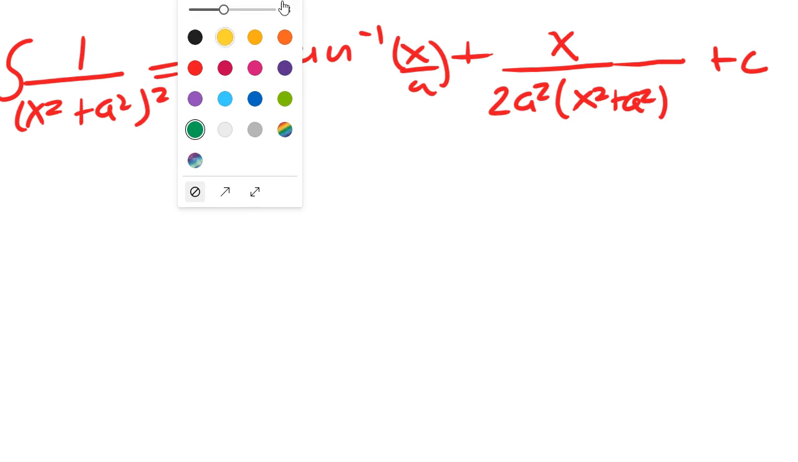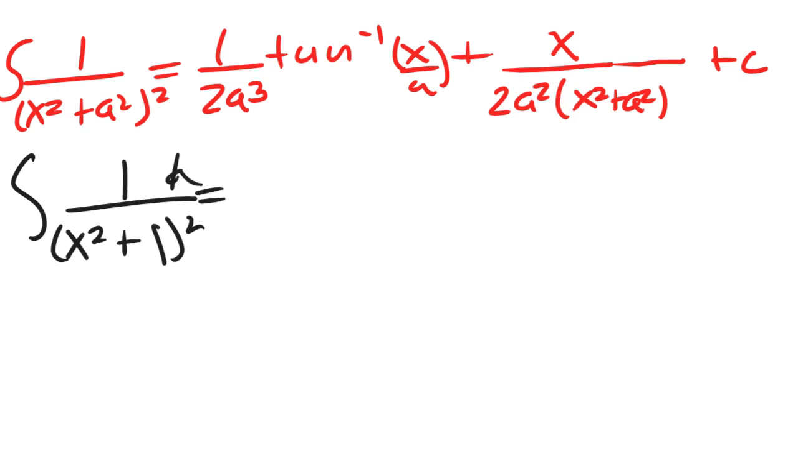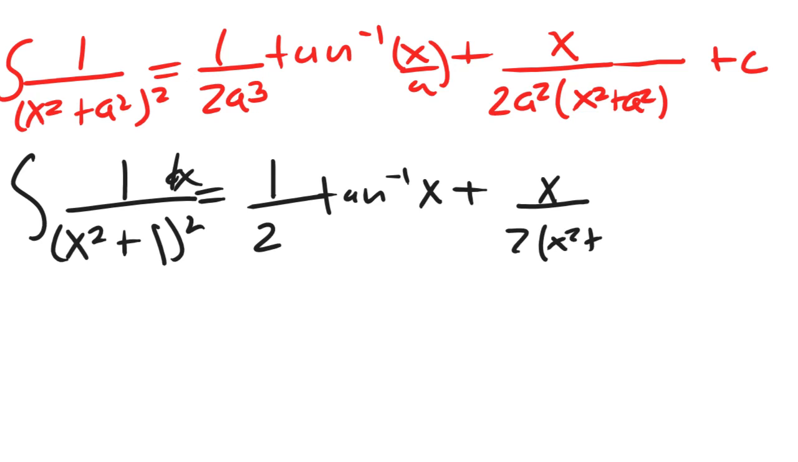We're going to go ahead and say, well, okay, the integral of 1 over x squared plus a squared, not a squared, but 1 squared, dx, is equal to, accordingly, and we'll put a dx there, that way you can't say that I didn't integrate properly. So that's going to be 1 over 2 arctangent inverse of x plus x over 2 times x squared plus 1, and then that's plus c.